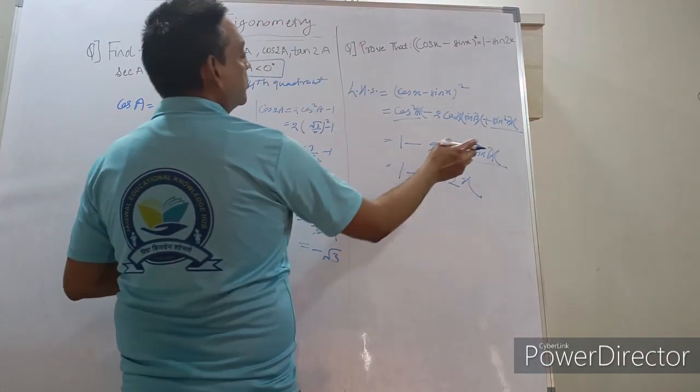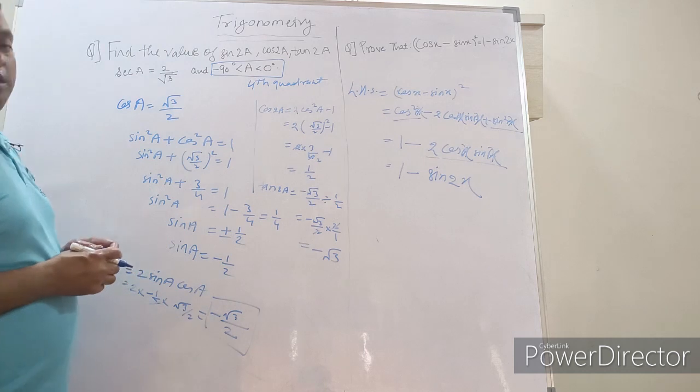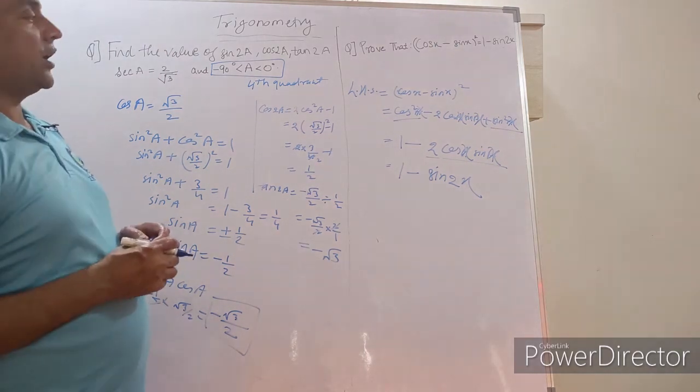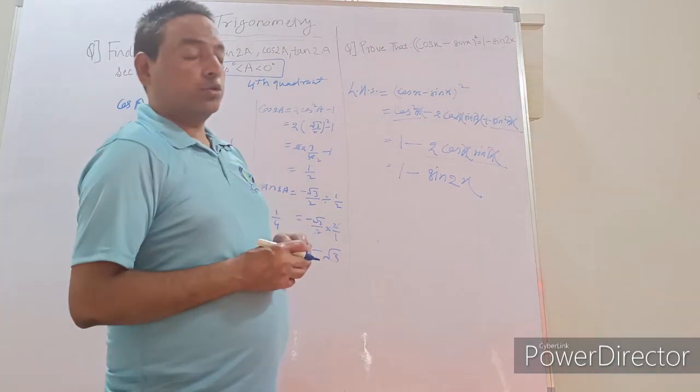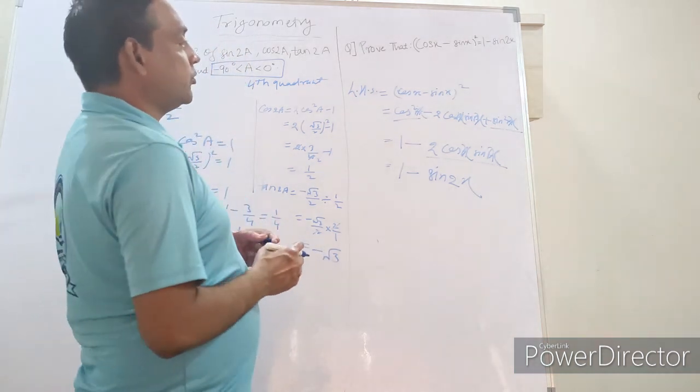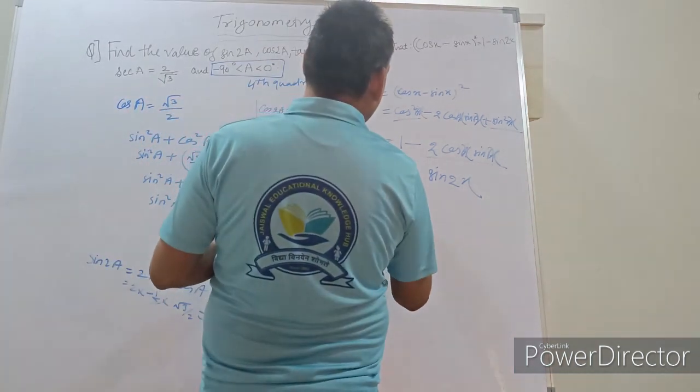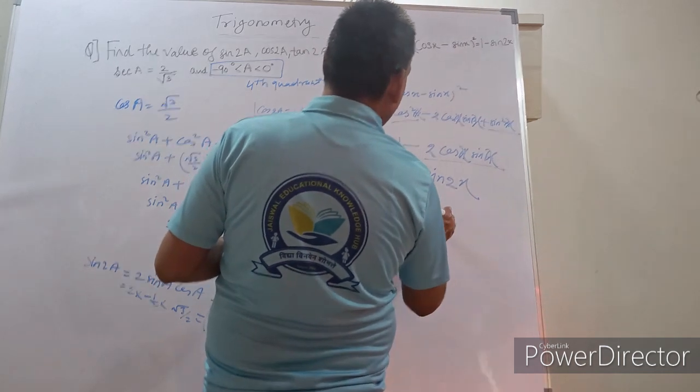Okay, why? Because 2 sin x cos x is nothing but sin 2x. So the answer is 1 minus sin 2x, which is nothing but the RHS, hence proved.